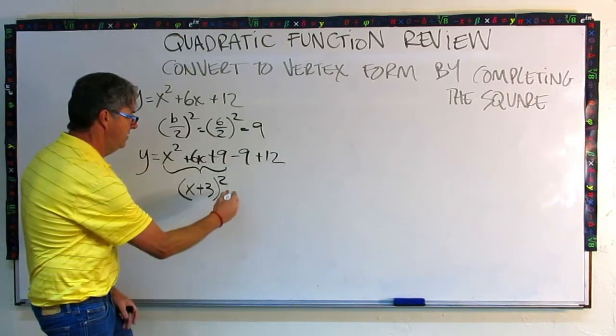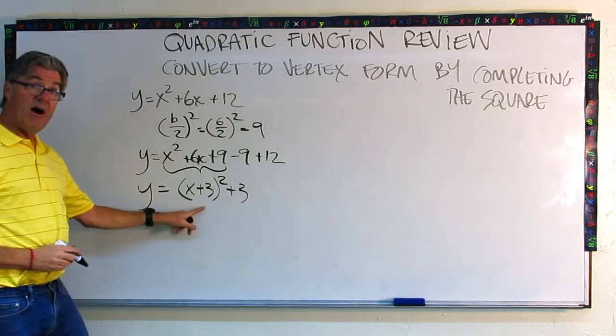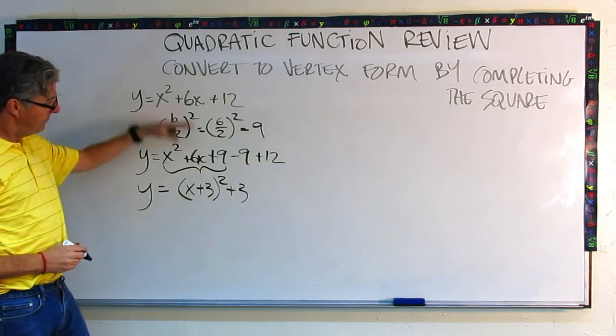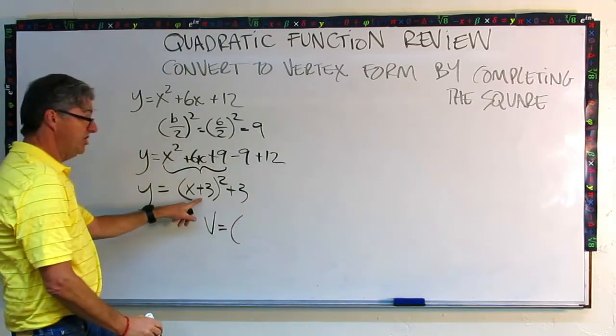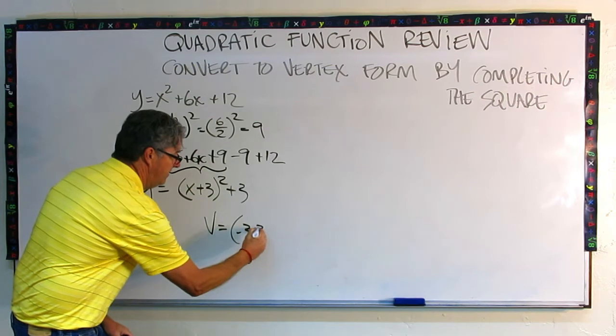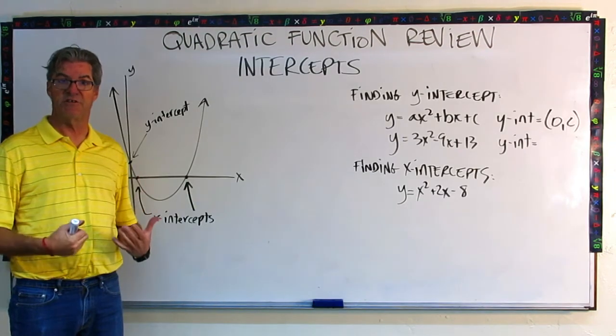Combine these two, have my y equals. Now I'm in vertex form. Okay, so 4 steps. You want to state your vertex once you get there. Change the sign, like so. All right, let's move on to looking at intercepts.